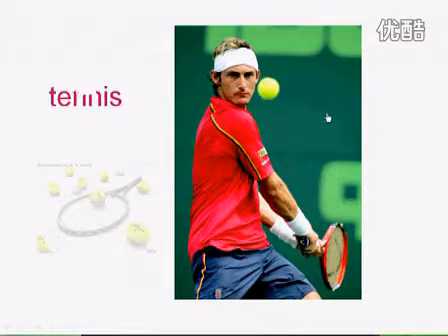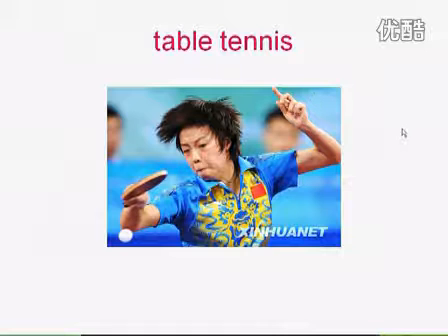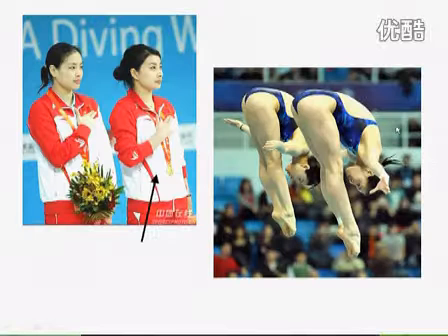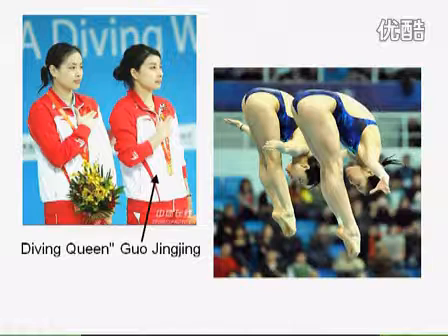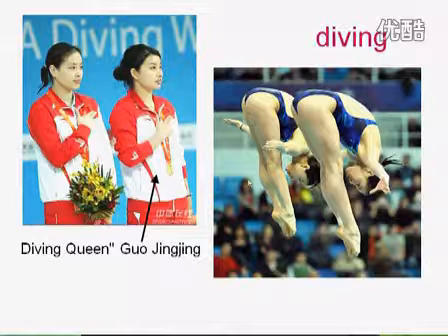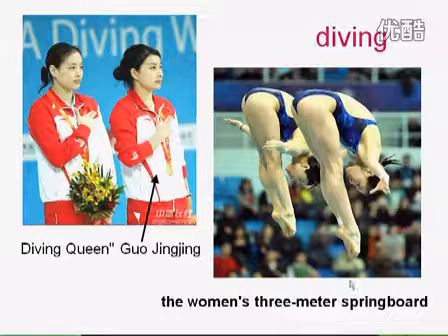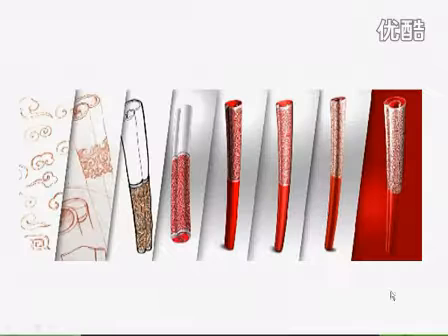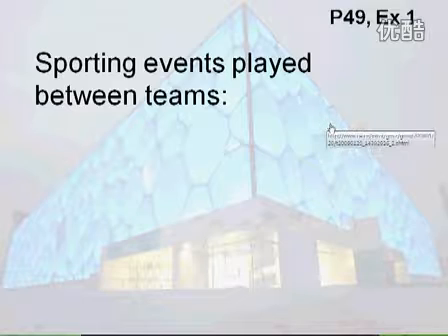It's called tennis. And that's table tennis. Who is she? It's a very famous athlete. She's our diving queen, 郭晶晶. And now that's diving. Now the women's 3-meter springboard, 3米板, right? And this one is called torch. They are the torch, the Olympic torch, right? So much about the words.